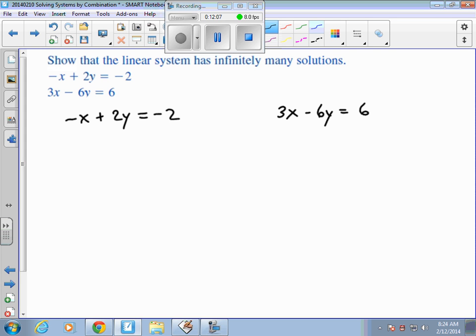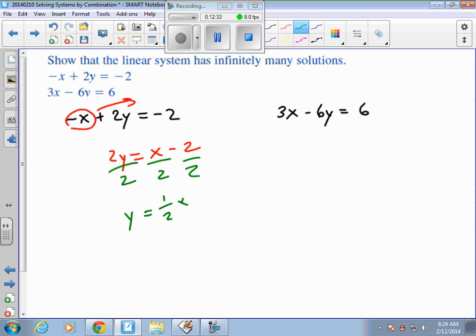All right, let's take a look at these. We're trying to see if they're the same equation. If you look at that first one, if you multiply it by negative 3, you'll notice it turns into the second one. But in case you can't see that, let's move them to where we can see it. Move negative x over, it becomes 2y equals positive x minus 2. And divide by 2. Divide here and here by 2 as well. Y equals 1 over 2x minus 1.